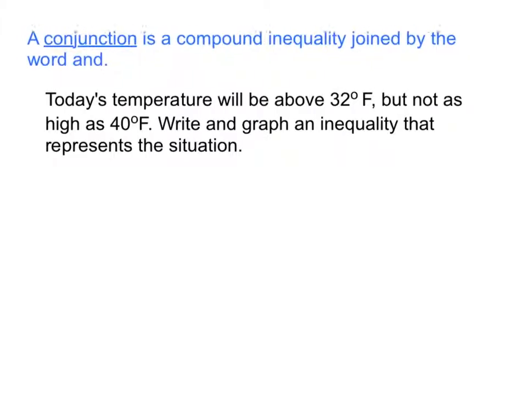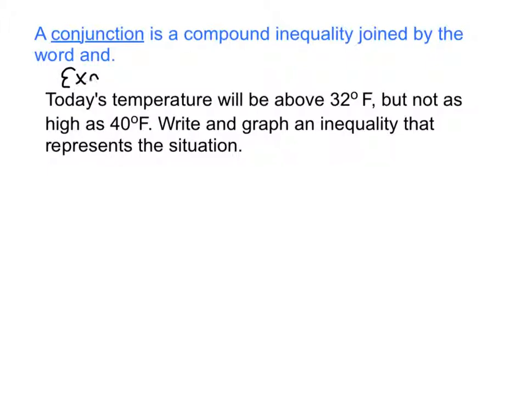Example number 1. Today's temperature will be above 32 degrees Fahrenheit, but not as high as 40 degrees Fahrenheit. Write and graph an inequality that represents the situation. So I'm going to let T be the temperature. It says that the temperature has to be above 32. Above 32 means it cannot be equal to 32, but it has to be greater than it. So T is greater than 32. And T also has to be not as high as 40. So it can't be 40, so it has to be less than 40.